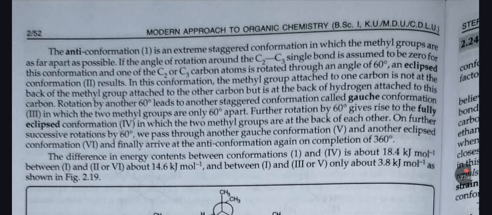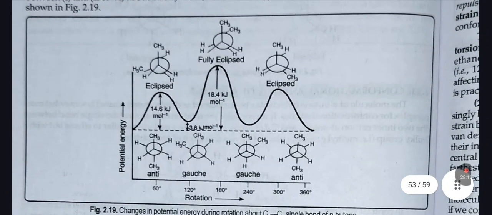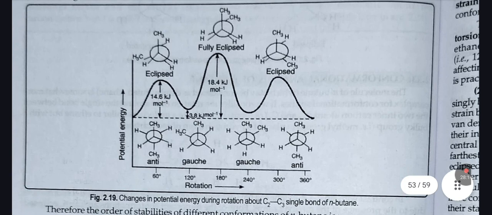The difference in energy content between conformation 1 and 4th is about 18.4 kilojoules per mole, between 1 and 2 or 6th about 14.6 kilojoules per mole, and between 1 and third or fifth only about 3.8 kilojoules per mole, as shown in figure 2.19. This figure shows the change in potential energy during rotation about the C2-C3 single bond of n-butane.